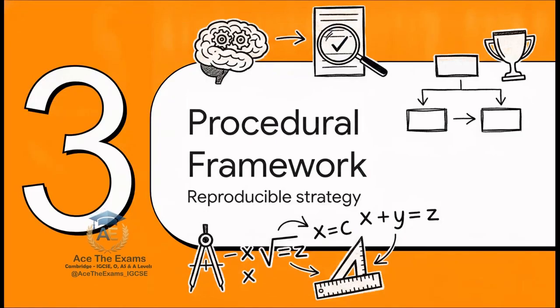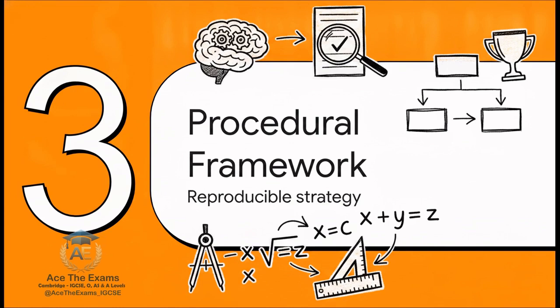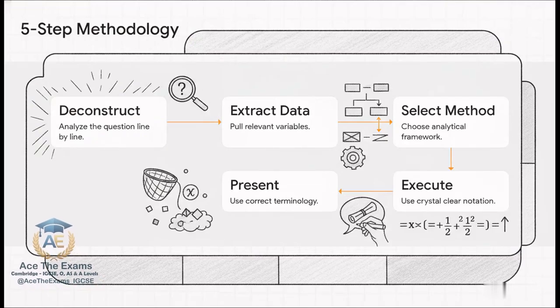This naturally leads us directly into Section 3, the procedural framework. This is where the real transformation happens. We are going to take the chaotic answers of Alex and Sam and turn them into a pristine, structured blueprint. Let's look at the 5-step technical methodology you must use every single time you encounter a complex substitution problem.